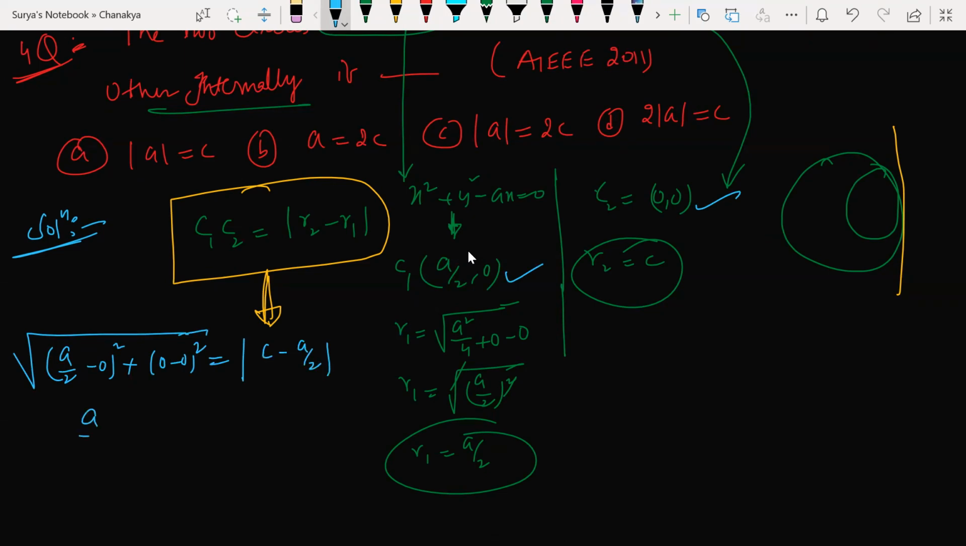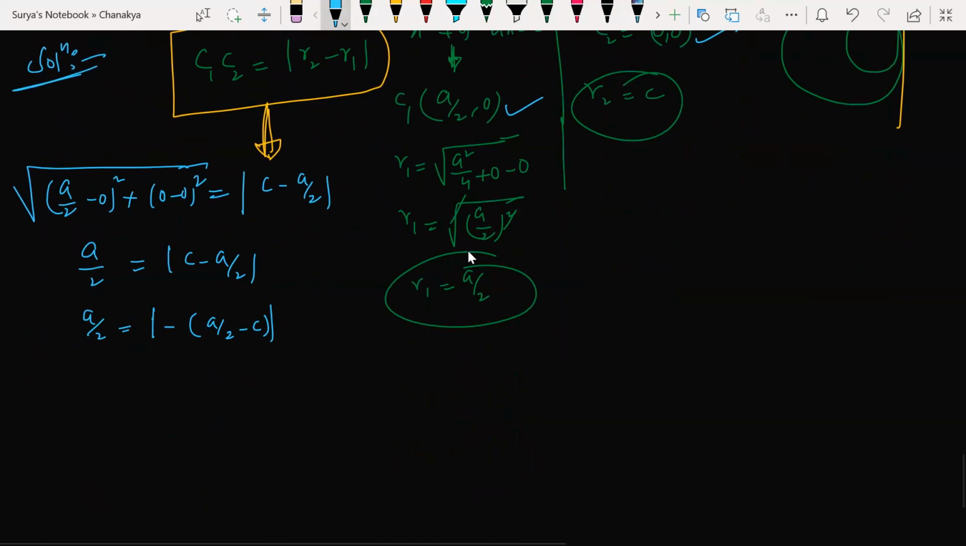Anything is correct. So here a by 2. If I solve this, I'll get a by 2 is equal to modulus of a by 2 minus C. Anything is correct, this or this. Both are correct only, right? Yes or no? Let us write as it is, no problem. C minus a by 2. Okay. Now look at this. Can I take minus common inside? A by 2 minus C.